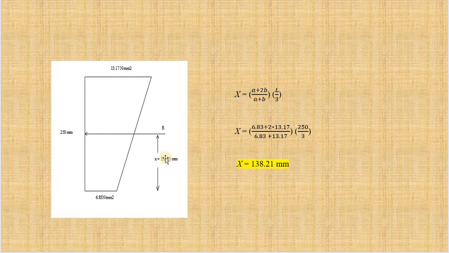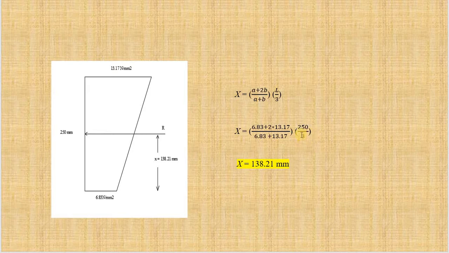So to find out this x value, since it is looking like a trapezoid, to find out that distance I have taken this formula, that is x is equal to (a plus 2b) by (a plus b) into L by 3. So be careful, A is nothing but the stress at the bottom and B is nothing but the stress at the top. So 6.83 plus 2 into 13.17, whole divided by 6.83 plus 13.17 is for the first term, and the next term is L by 3.